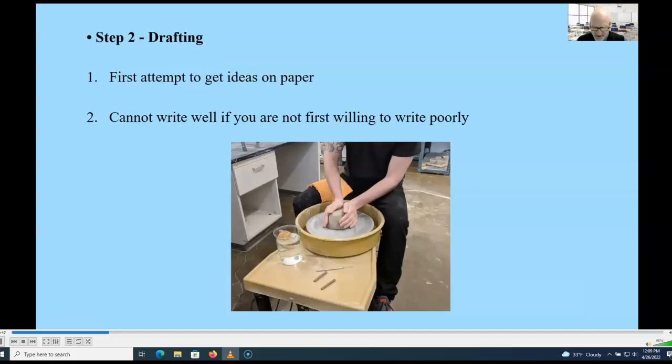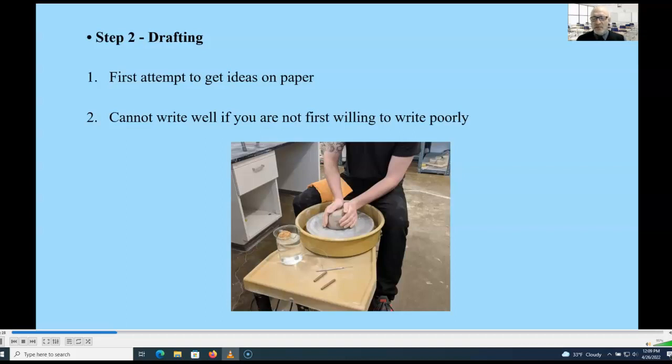Drafting is the first attempt to get the ideas on the paper. The goal is just to get a bunch of words on the page. Now, this is hard to do if students have learned to associate writing with correct grammar, punctuation, and spelling. There's a place for this, but later down the line. If you're trying to do this during the drafting stage, writing becomes stymied. You cannot write well if you're not first willing to write poorly.